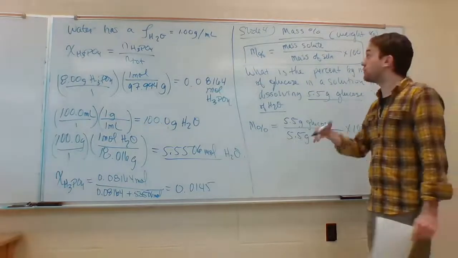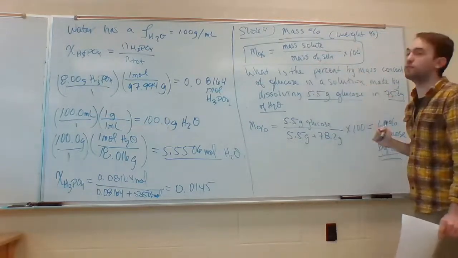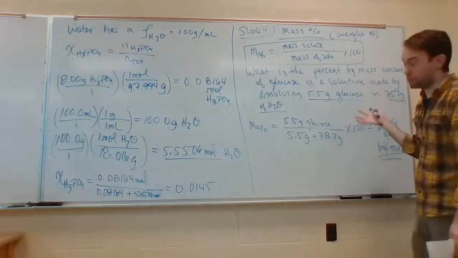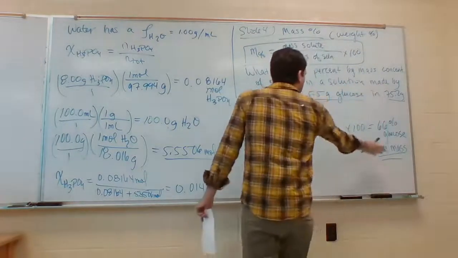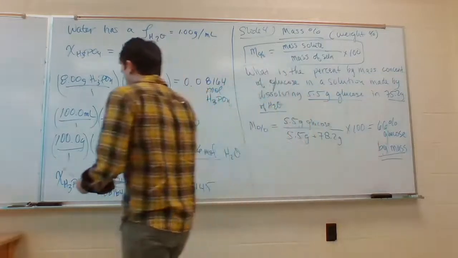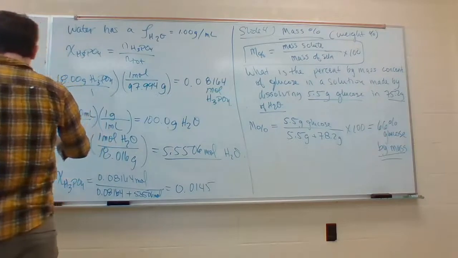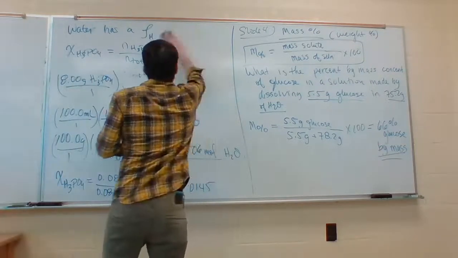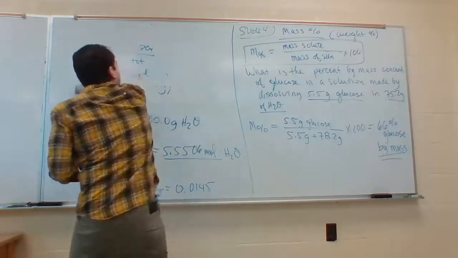If we used volumes, the volume of the solute divided by the volume of solution, that would be the volume percent, and it would be percent by volume. But since we used the masses, it's the percent by mass, or the mass percent. Now, moving on to slide 5.